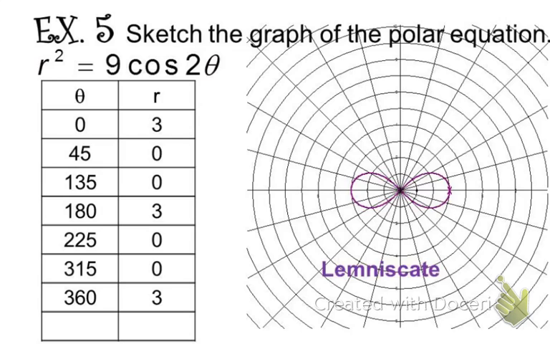Again, if I pick some angles that are closer together, you're going to see those decimals in there. So when I look at this table, it doesn't look like a whole lot of information. Then looking at the graph, you're like, oh, okay, that makes sense.